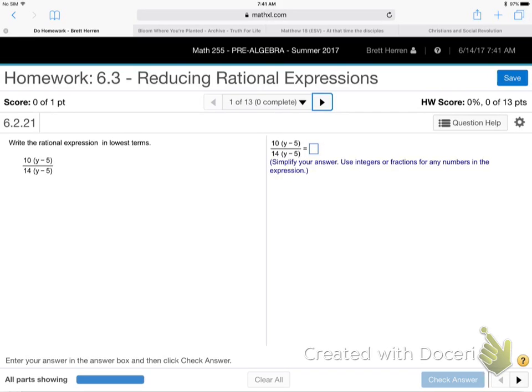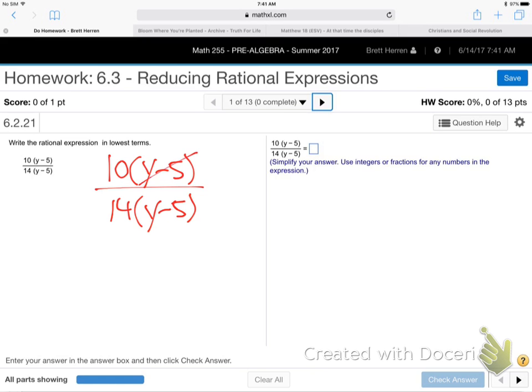Okay, so we have 10y minus 5 over 14y minus 5. Same thing, they want me to reduce the fraction. So how do you suppose you reduce that fraction? The same thing.